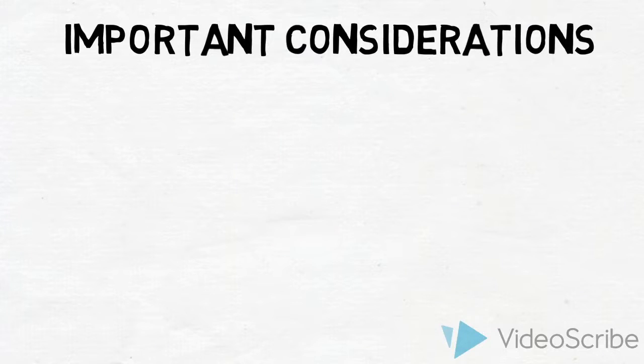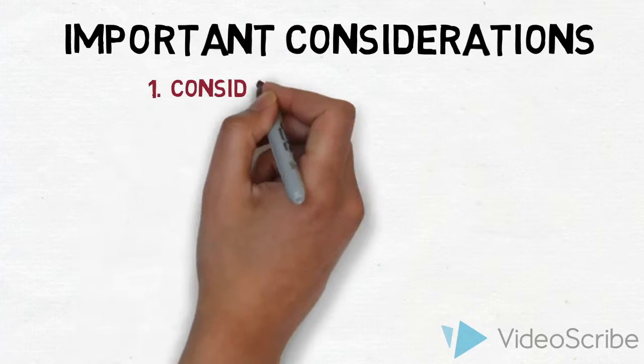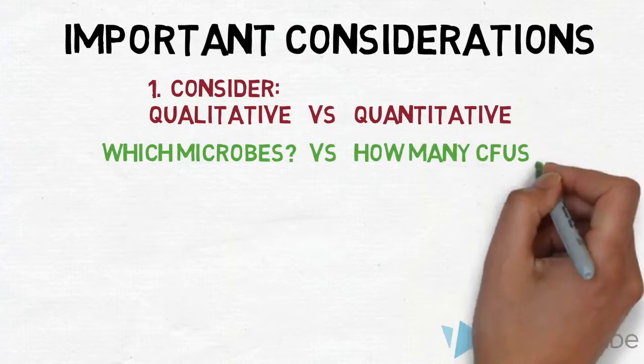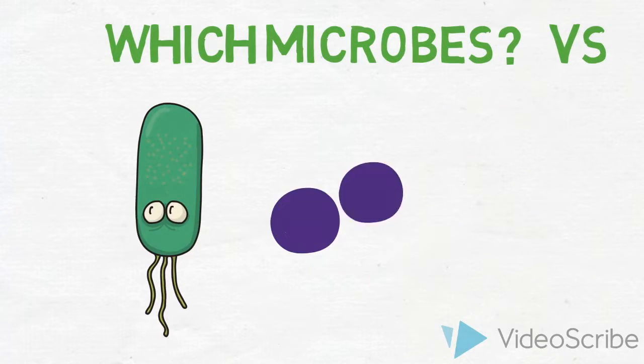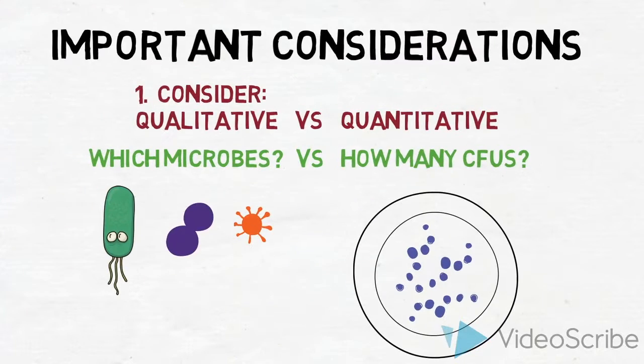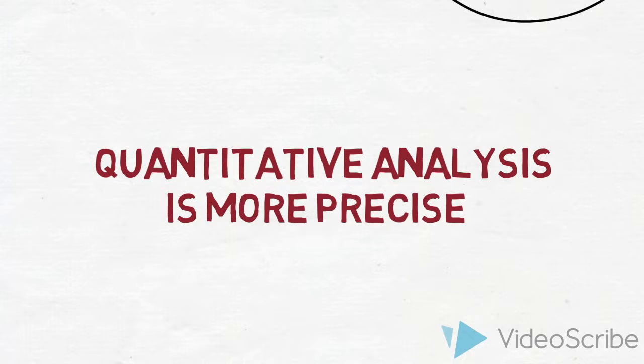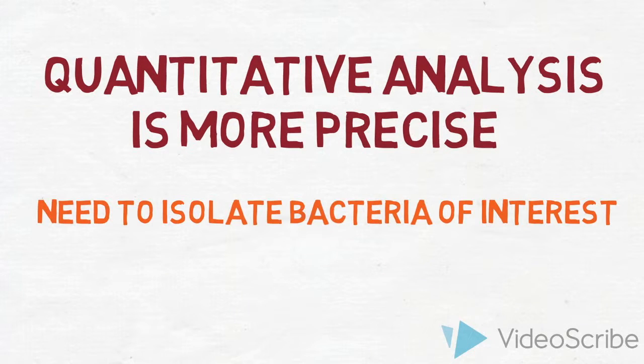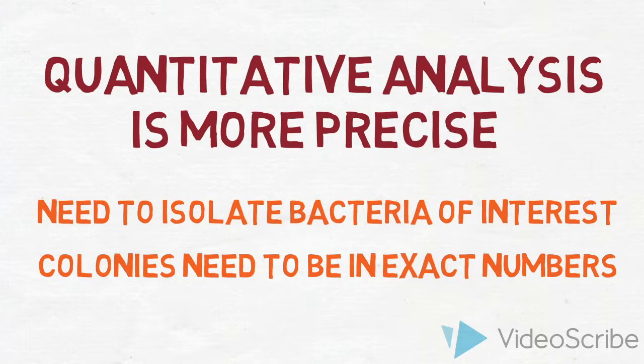While carrying out surface sampling is common, we need to note certain considerations. Firstly, before we begin, we need to consider whether we are doing a qualitative or quantitative analysis, which will affect the way we carry out surface sampling. Quantitative analysis should be more precise, whereby there is a need for the bacteria to be isolated and the number of colonies collected need to be exact numbers to do a quantitative analysis.